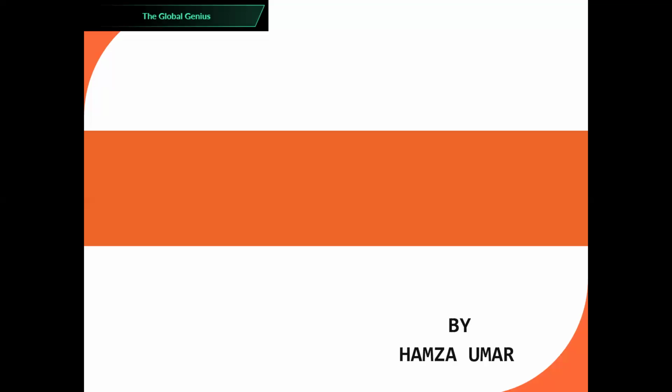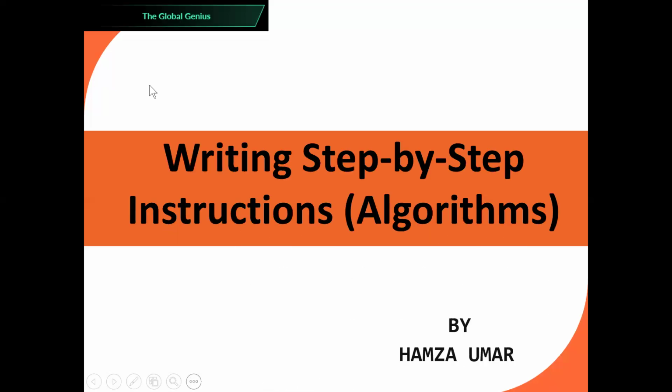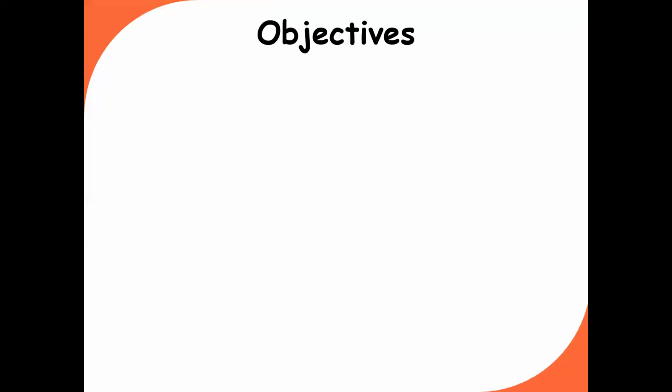So today, our topic for today is writing step-by-step instructions, that is, algorithms. An algorithm is writing step-by-step instructions for solving a problem step by step. We call it an algorithm. We can simply say it is a plan, your plan to solve a problem.